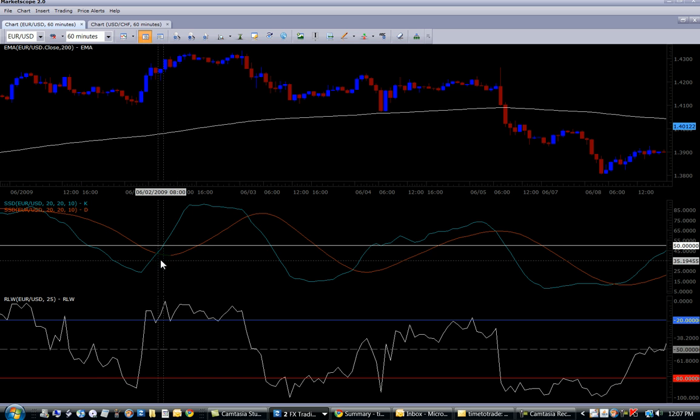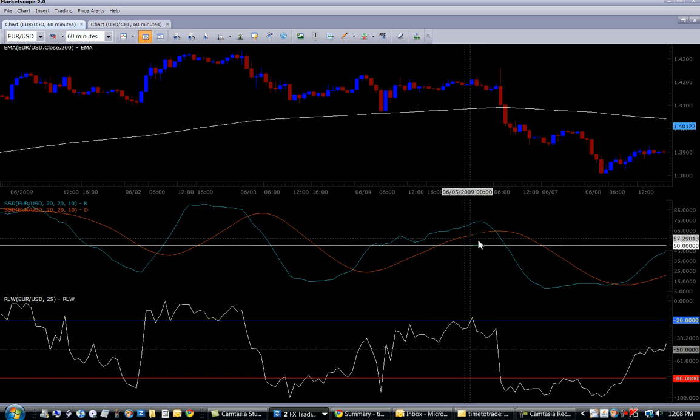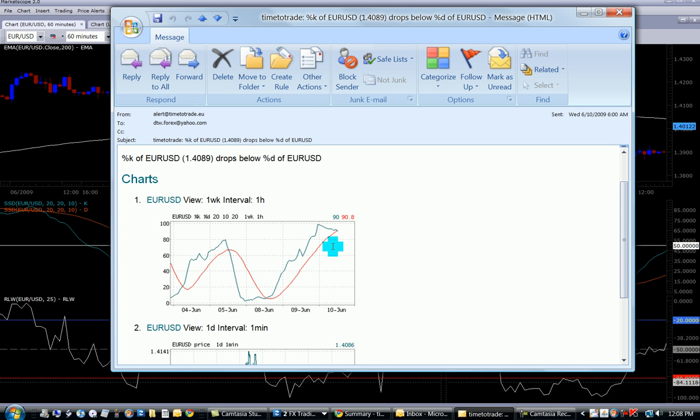Okay, so that's the stochastics. That's the main setup of the stochastics, that's its main purpose, and that is what our alerts are based on. As you can see in this example, you get an email, and we want to know every time the K does something to the D. If it drops below it, or if it crosses above it, we want to get an email, and that's how we trade.